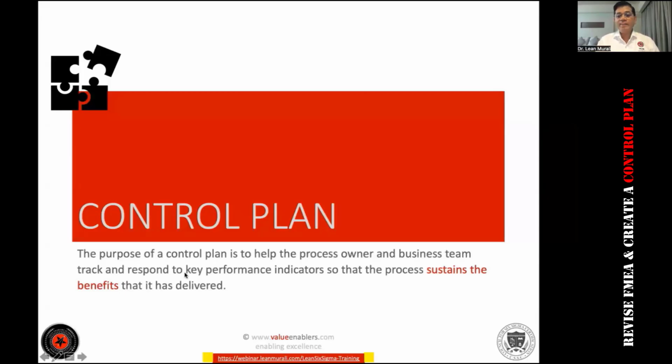So what is a control plan? The purpose of a control plan is to help the process owner, to help the business team, track and respond to key performance indicators. What are key performance indicators? KPIs, what matters to the business, right? So that the process sustains the benefit that it has delivered. Now let me go into the depth of this.